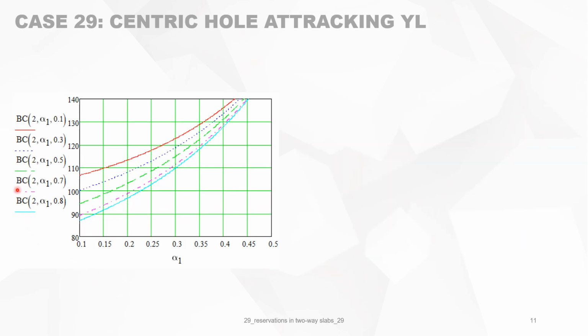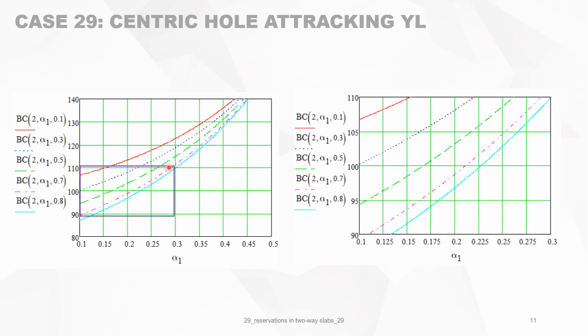We can now do the same for alpha equals 2. Again, we are interested in this portion of the graph. You can now enlarge this, and then you have here all the combinations that you should avoid when making a reservation of type 29.